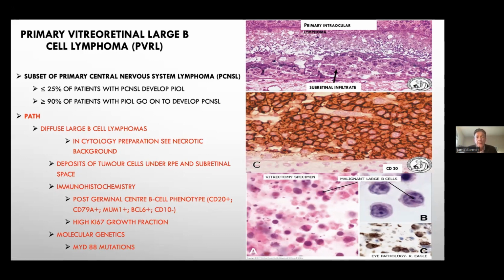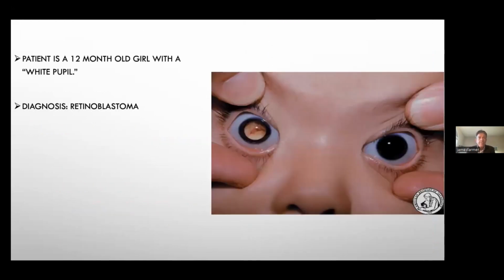The phenotype is that of a post-germinal center B cell, so they're CD10 negative and MUM1 positive, high growth factor, and unfortunately they have a very poor overall prognosis, with not many people living beyond 40 months when diagnosed with this.